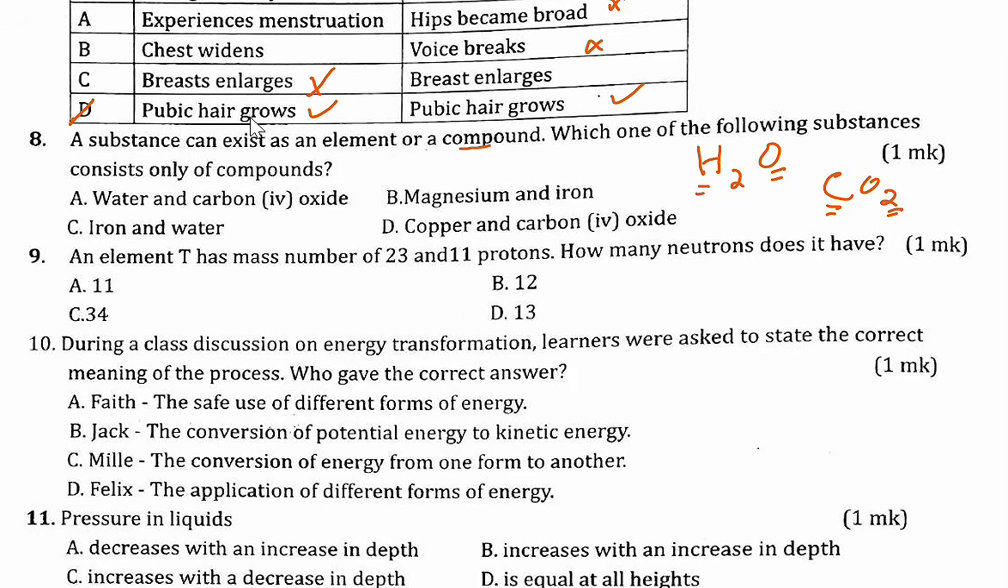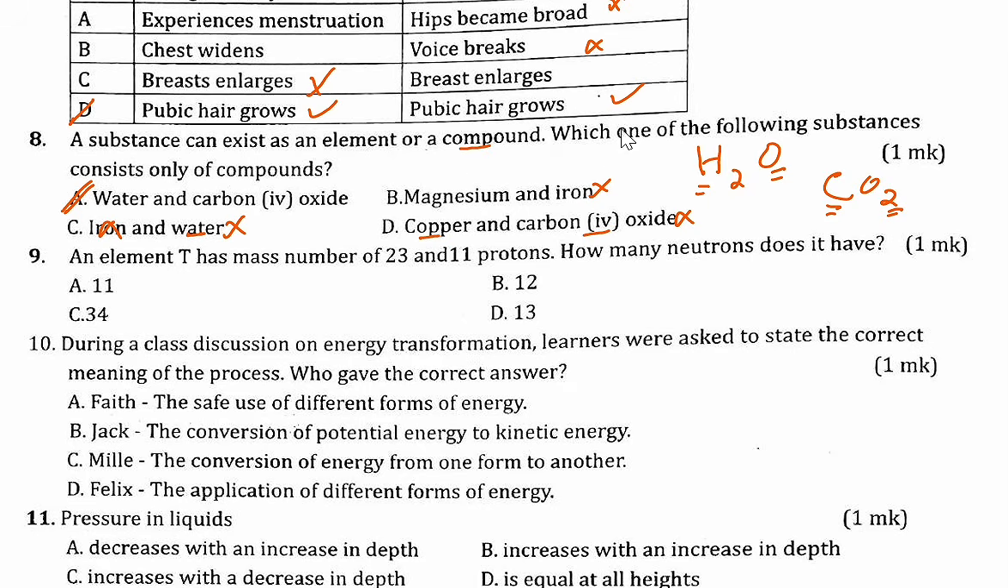So we're going to look at our options. Which one is a compound? Iron and water. This is not a compound. This is a compound, but this one is not a compound. So this is not the answer. Magnesium and iron, all of these are elements. So this is not the answer. Copper and carbon IV oxide. This is an element. This is a compound. Not true. And therefore the answer is water and carbon IV oxide.